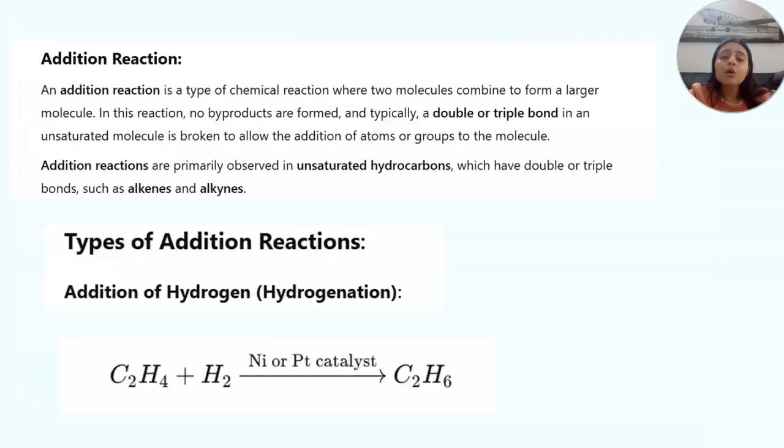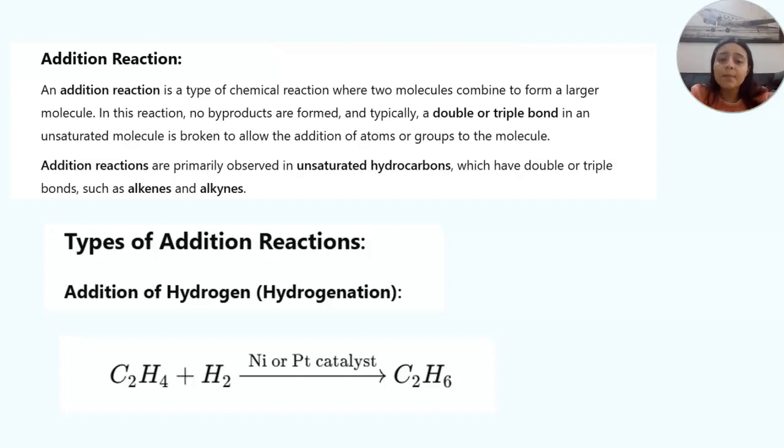Now when we talk about the third chemical property, that is addition reaction. What happens in an addition reaction? It is simply a reaction in which the double bond, as in alkenes, or the triple bond, as in alkynes, is converted into alkanes. Addition reactions are involved in converting unsaturated hydrocarbons to saturated hydrocarbons.